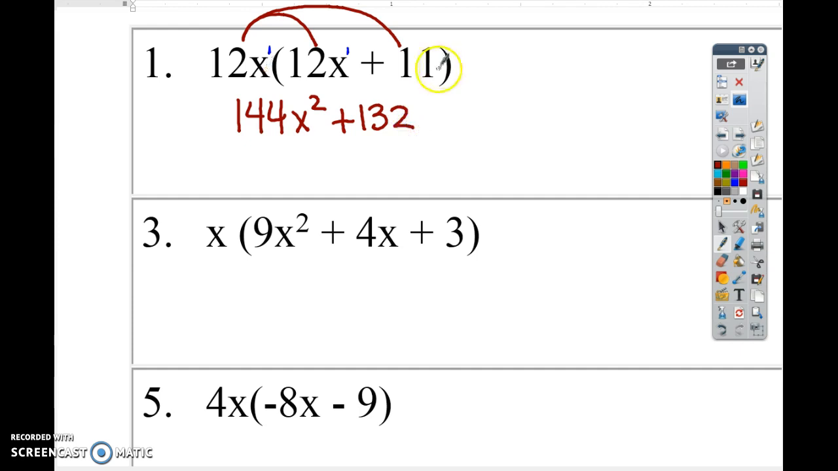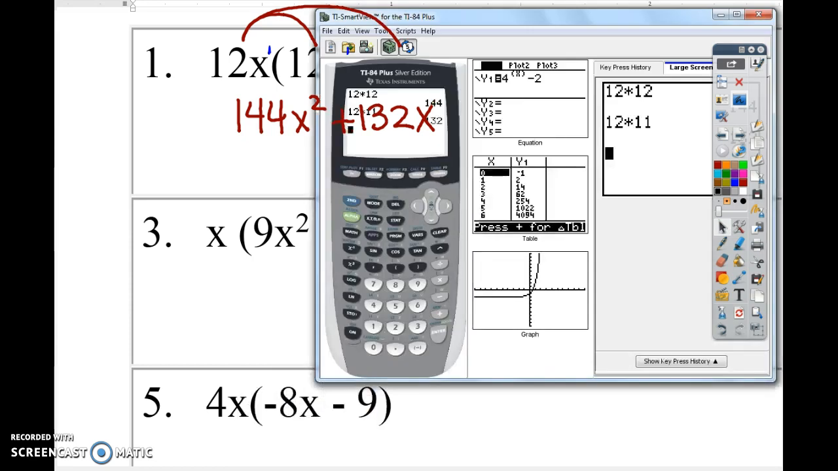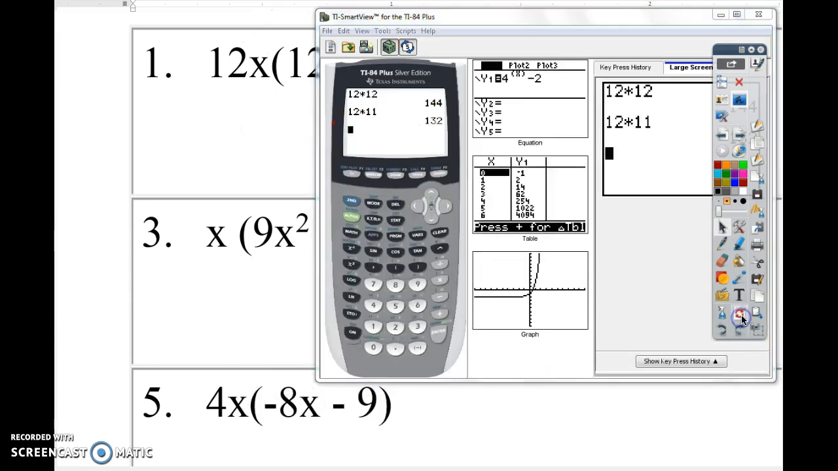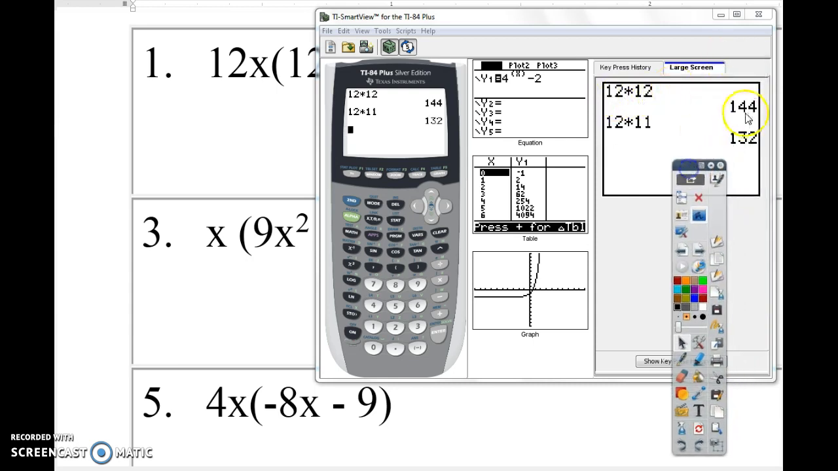Count how many x's you have here. You have 1 here and you don't have any here, so it's just x. And that's your answer because these two are not the same. So we're done. Now remember that you have to put these in the calculator if you don't know how to do it. 12 times 12 is 144 and 12 times 11 is 132.